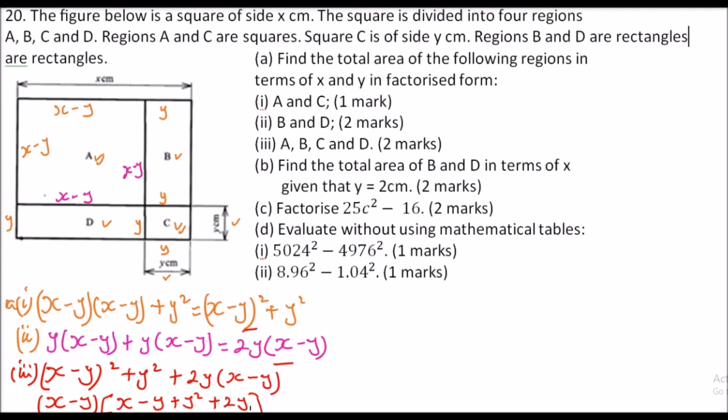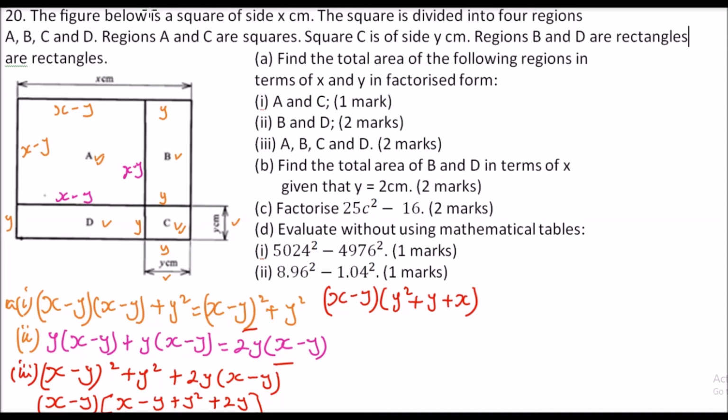That is how we factorize, and we can rearrange that and say this is x minus y into bracket. Since we are supposed to leave it in factorized form, then we put bracket. We will start with the y squared. We have minus y plus 2y, that will give us y plus y, and then we have plus x. So that is the total area of all the regions A, B, C, and D.